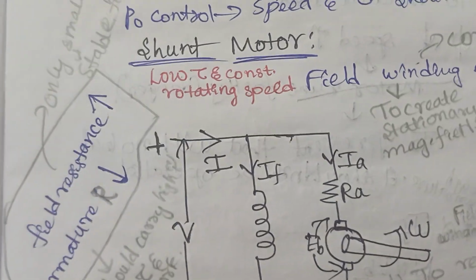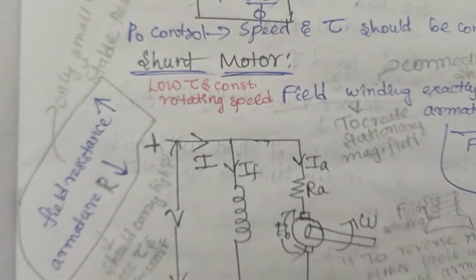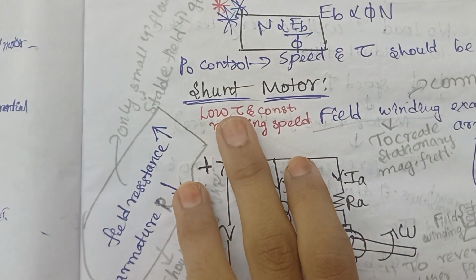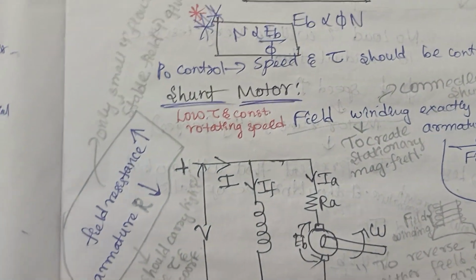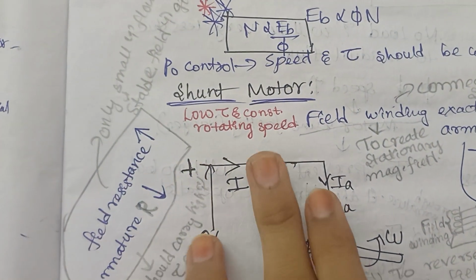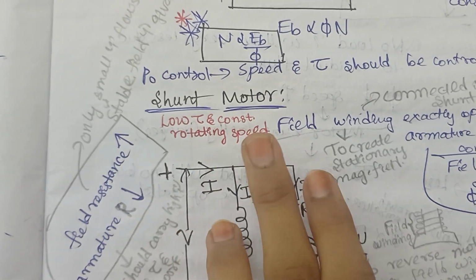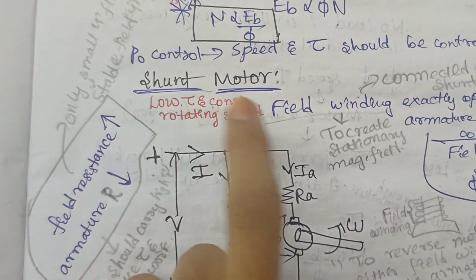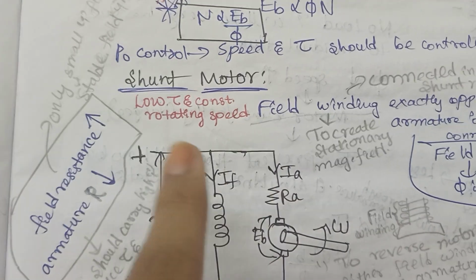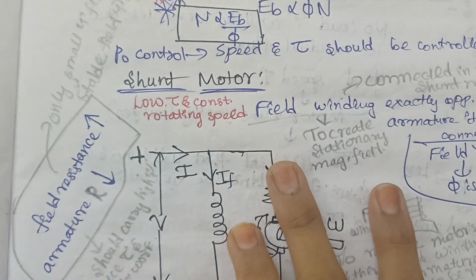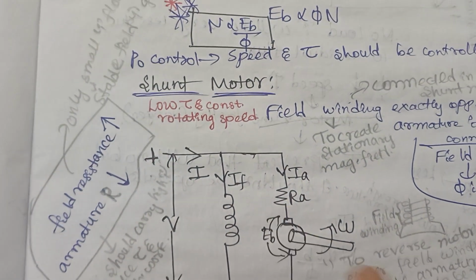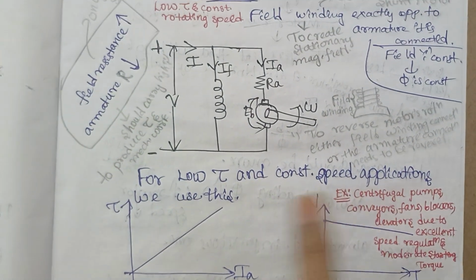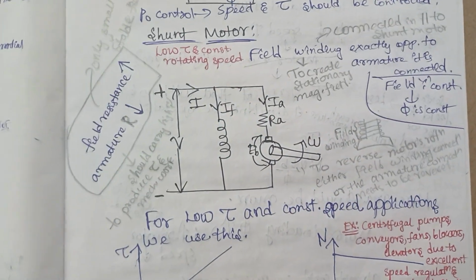You may get a doubt now. Where do we use shunt motor? It was used when there were applications which require low torque and constant rotating speed. Only when you need low torque and constant rotating speed, in that case you will use this shunt motor. We will discuss those examples later. For lower torque and constant speed applications we will use this shunt motor.